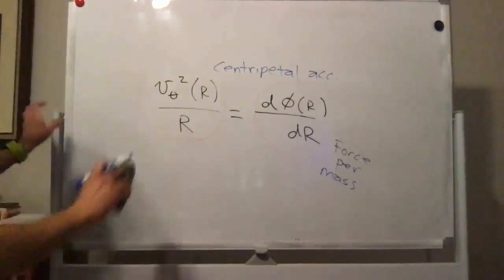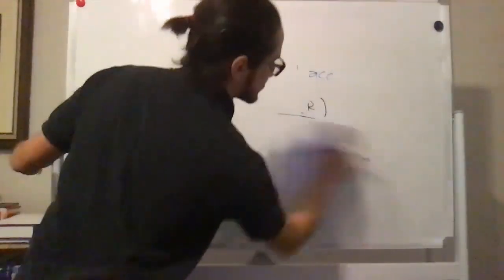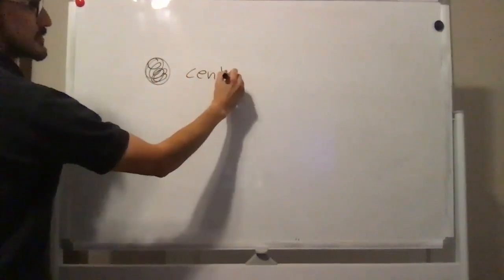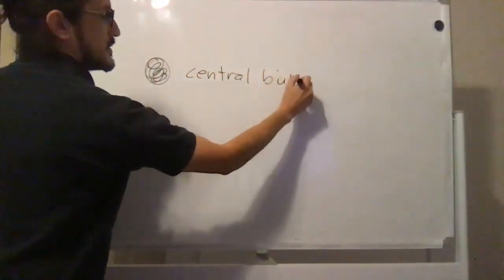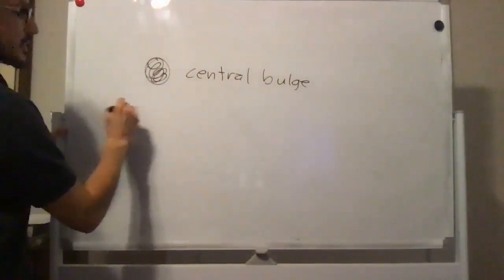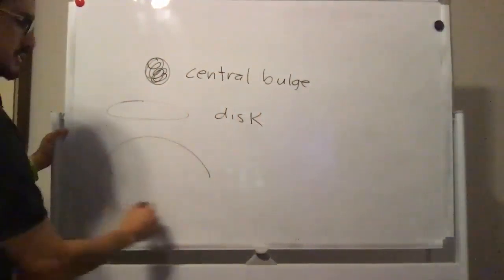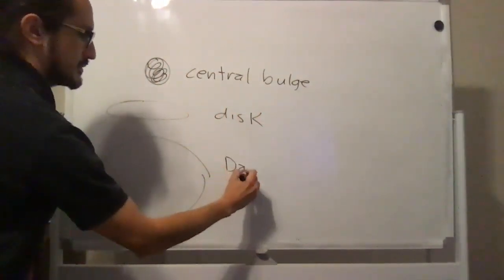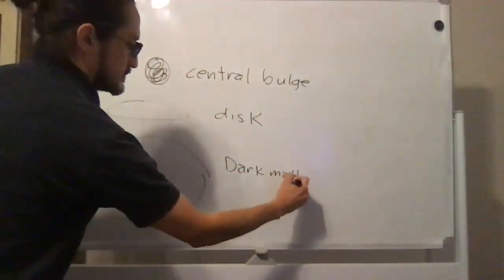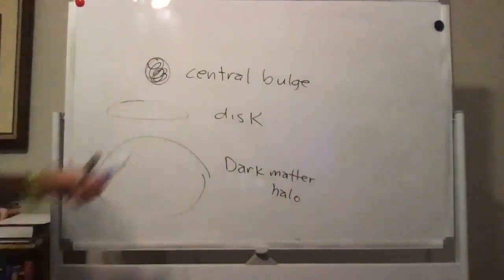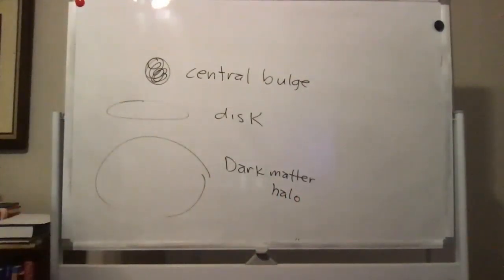So the galaxy has three main components in terms of the mass. It'll be the central bulge, the disk, and the dark matter halo. So let's look at the central bulge first.